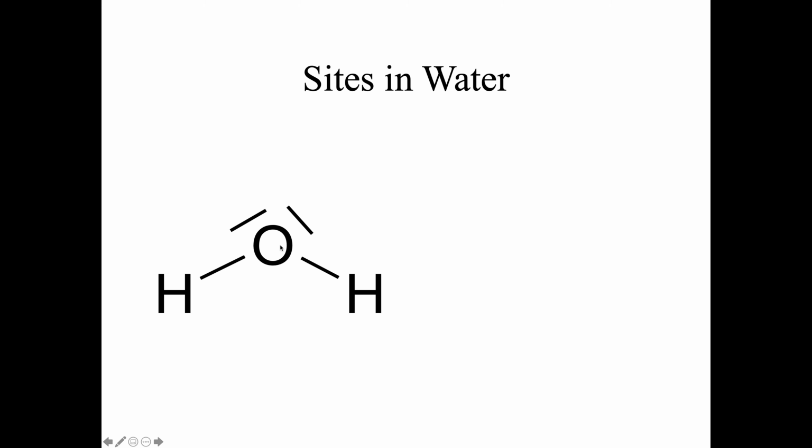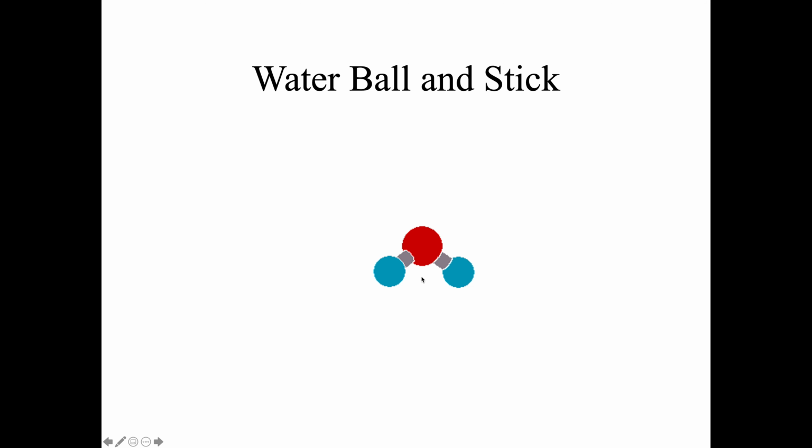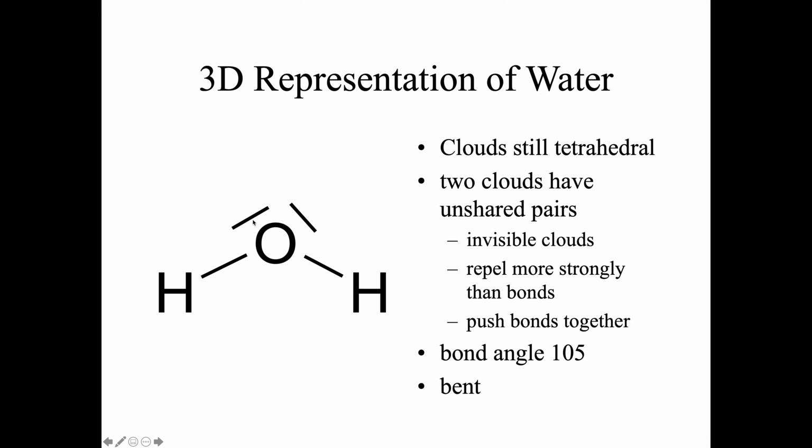All right, now let's look at water. The oxygen has 1, 2 attached atoms and 1, 2 unshared pairs. That means there are still 4 sites on the oxygen. 4 sites means that the clouds are going to be approximately tetrahedral. But now we've got 2 invisible clouds.